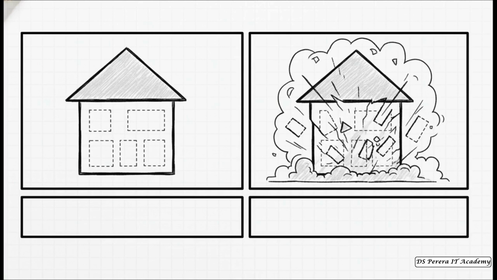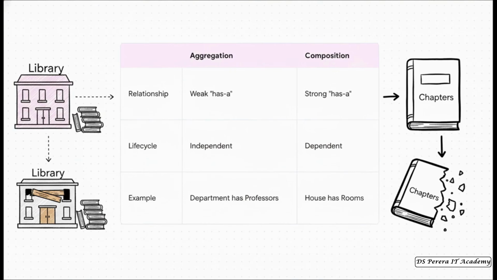That is composition. So let's put these two side by side. It really helps to see the difference clearly. First, let's talk about the type of relationship. In English, aggregation is a weak has-a, while composition is a strong has-a.